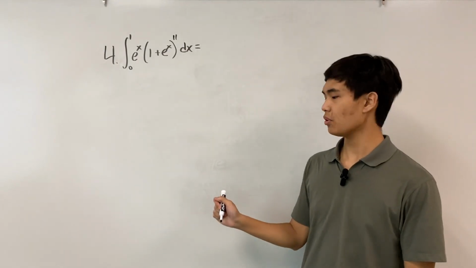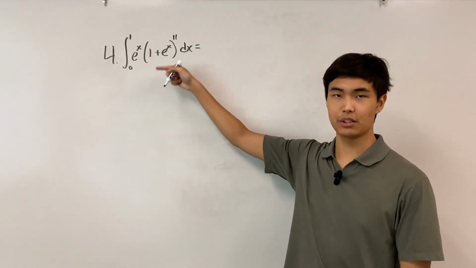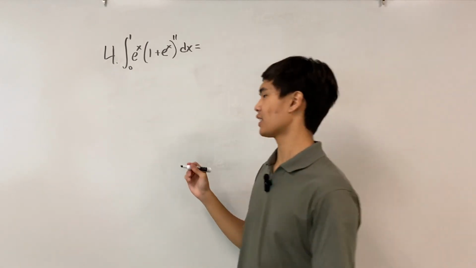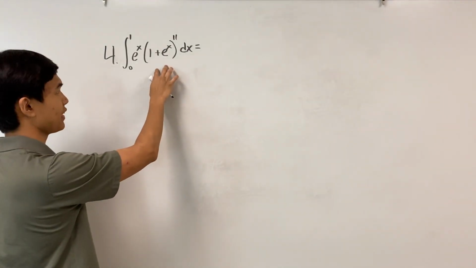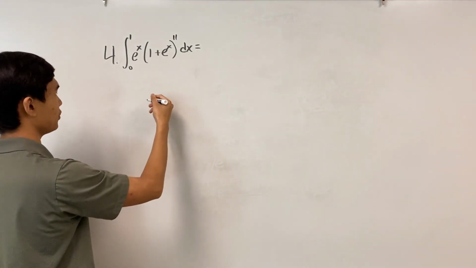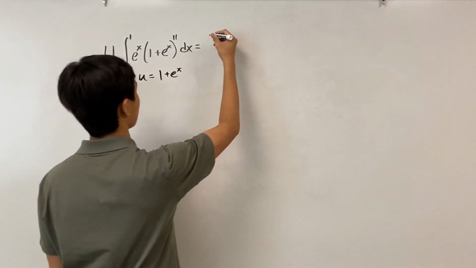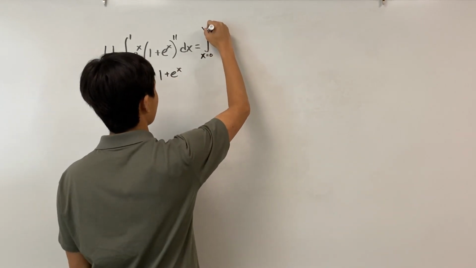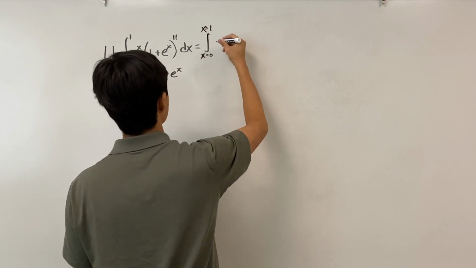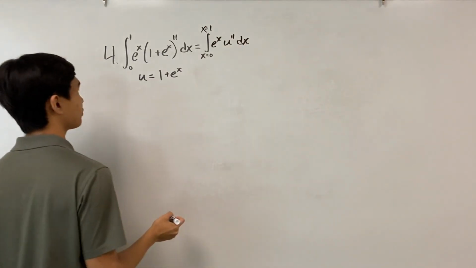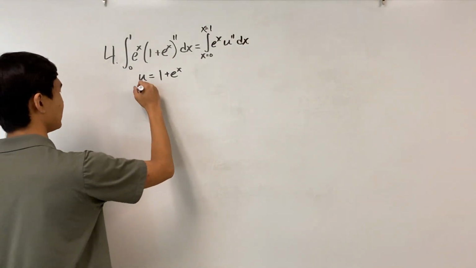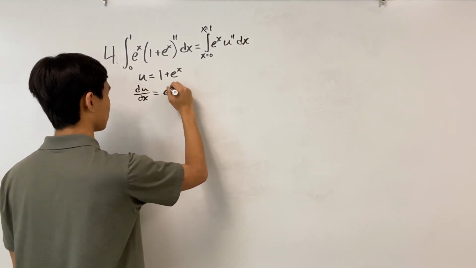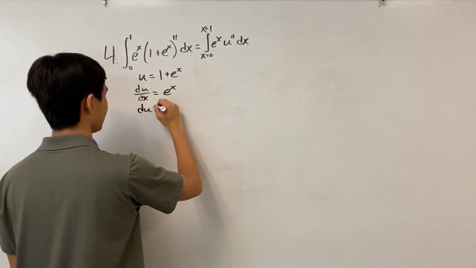For our last example, I'm going to evaluate the integral from 0 to 1 of e to the x times 1 plus e to the x to the 11th dx. We really don't want to expand this. Why don't we set this as our u? So when we introduce the u, we have to specify that the integral bounds are currently in terms of x, like so. And to find du, we're going to differentiate both sides with respect to x, and then we're going to multiply both sides by dx.